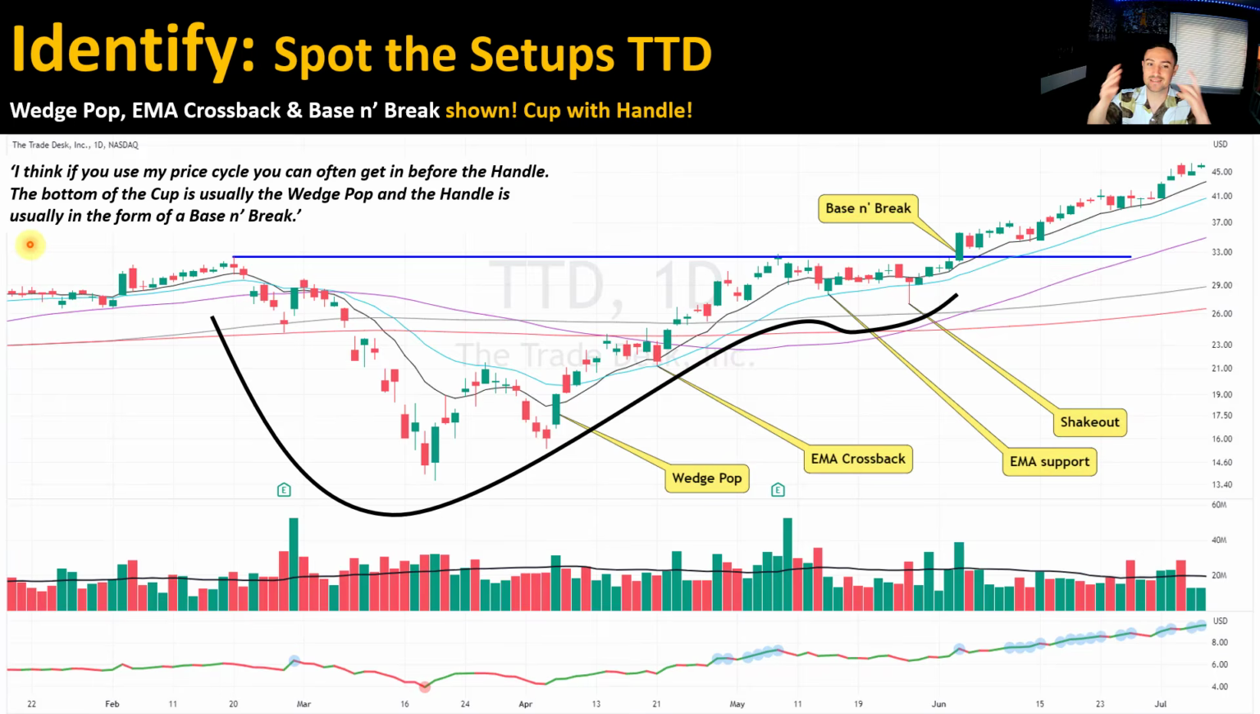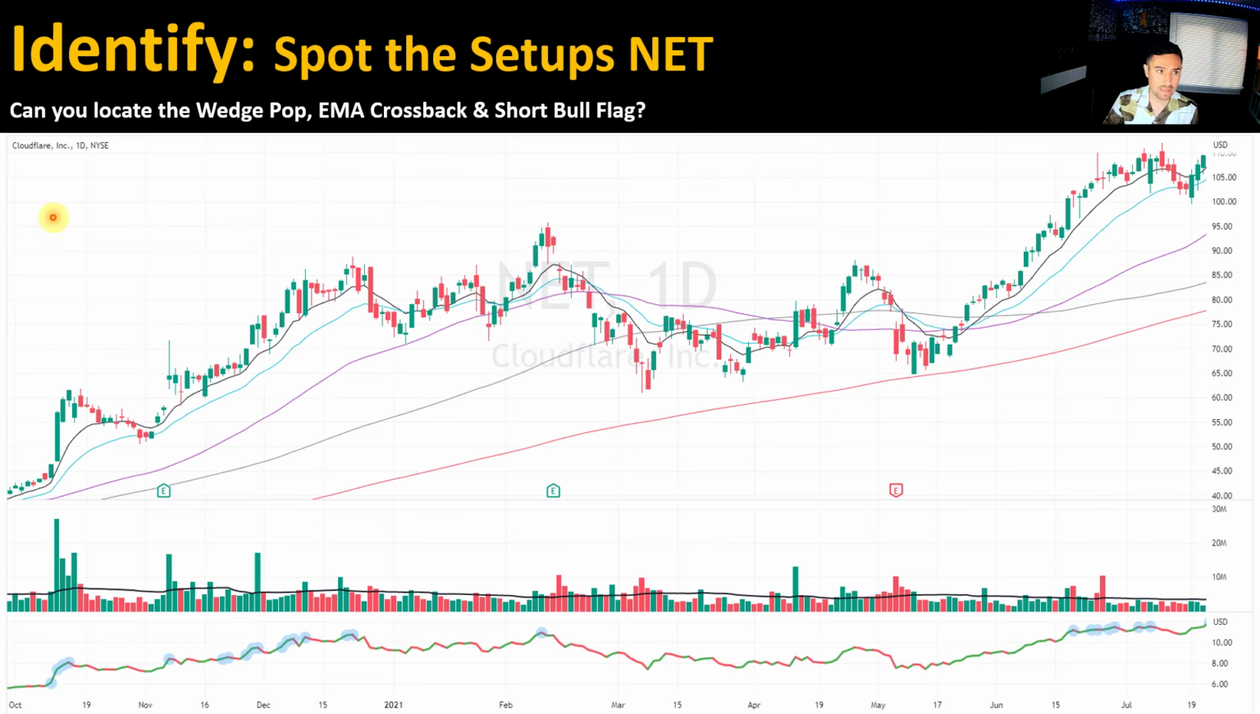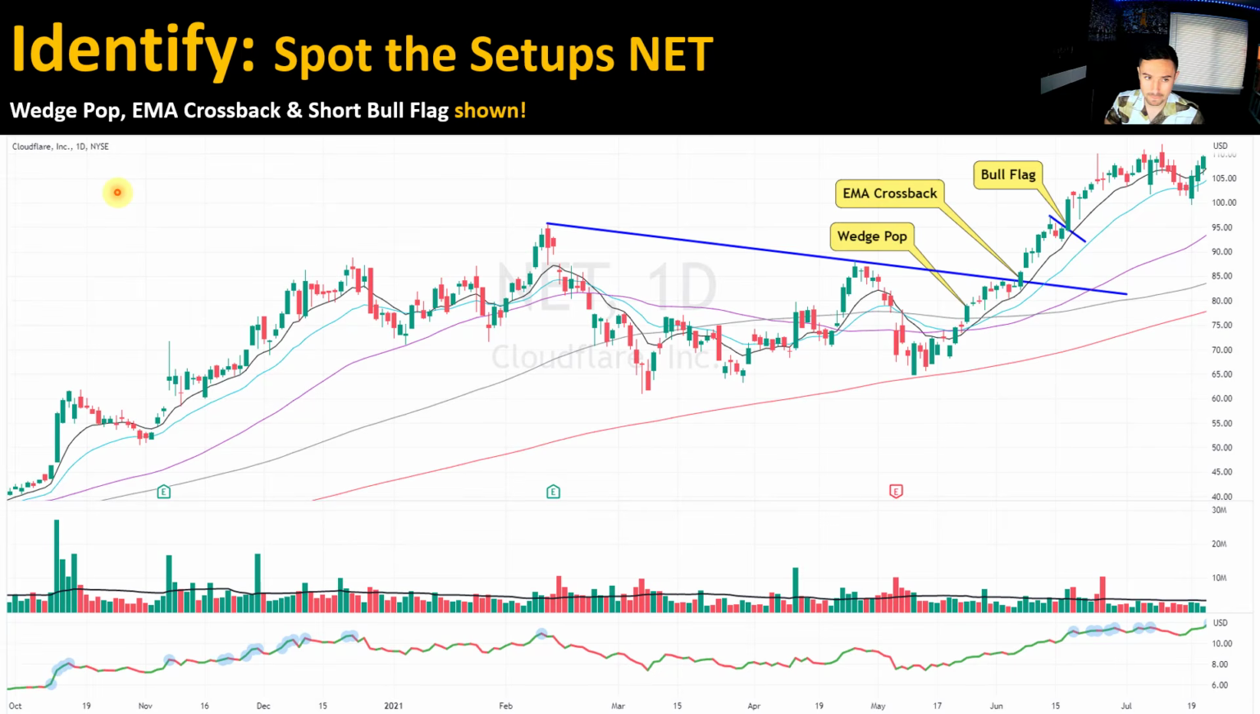So again, this is how he's contextualizing the market. Now we've got Cloudflare loaded up. Can you locate the wedge pop, the EMA crossback, and the short bull flag? So there are three things to try and get on this one. Ready? 3, 2, 1. There we go.